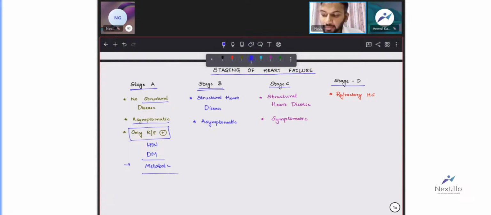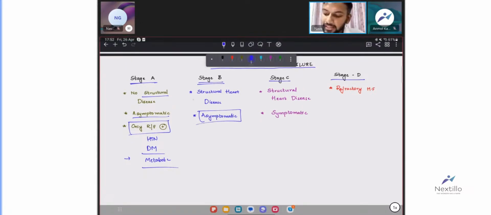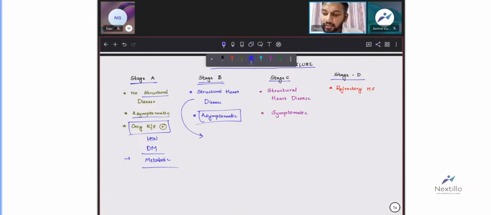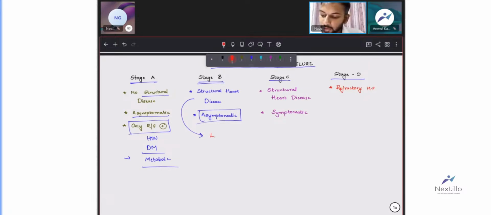Now imagine stage B. What is it? The person is still asymptomatic. That means he's not having heart failure yet, but he's having some structural heart disease. Example of structural heart disease usually is LVH. Now, stage C. The person has structural heart disease along with symptoms of heart failure. This is the heart failure that we are studying. So if you see a patient with symptoms of heart failure, you can call it stage C heart failure.